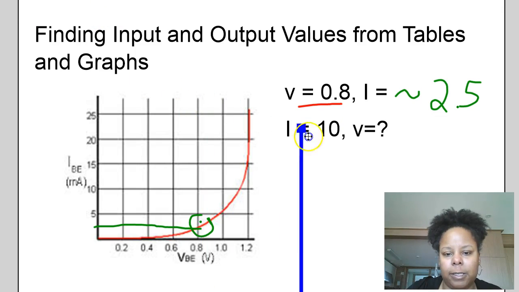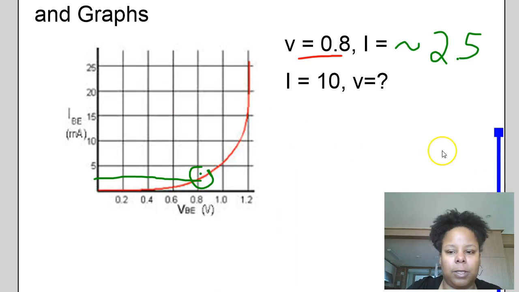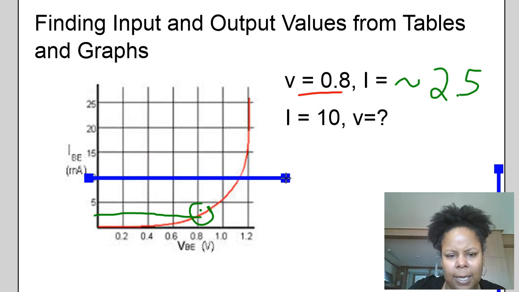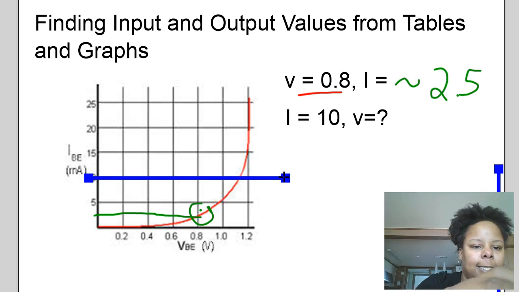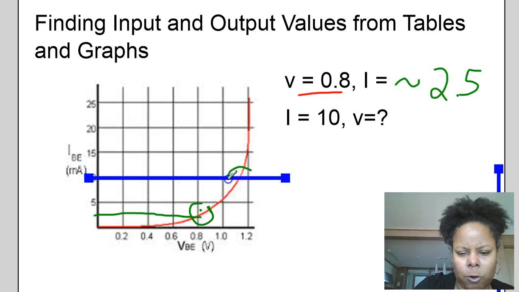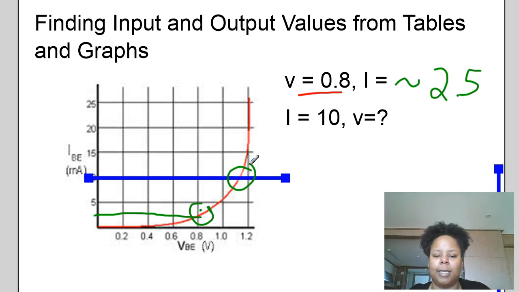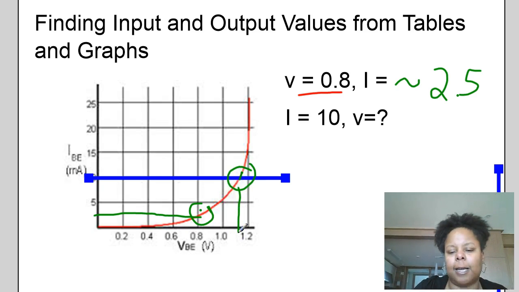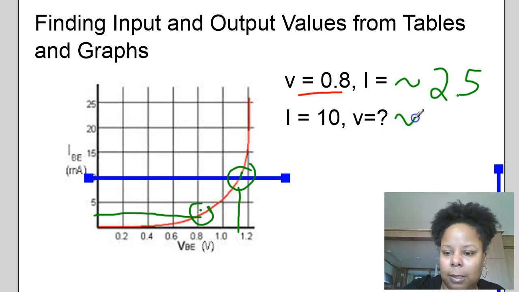So let me get rid of this. Oops, let me get a line to do the exact same thing. This time I want I to equal 10, so I go to where I is equal to 10. And what I see is that right here, where the horizontal line intersects the graph, is my point, and I have to figure out what that is. And that's like around 1.8.